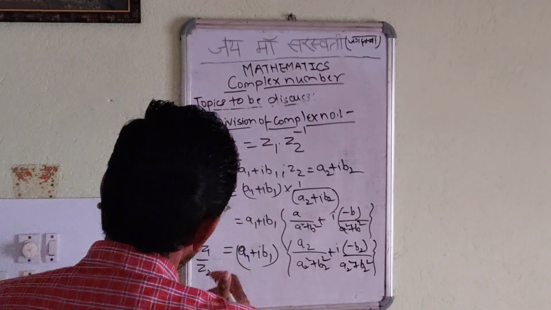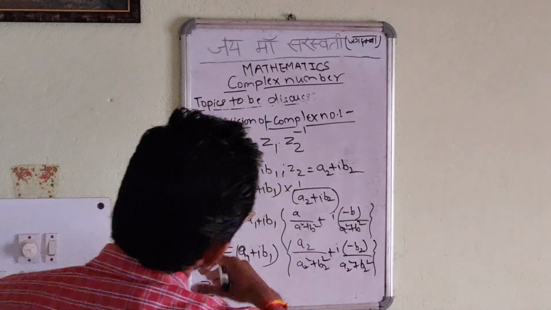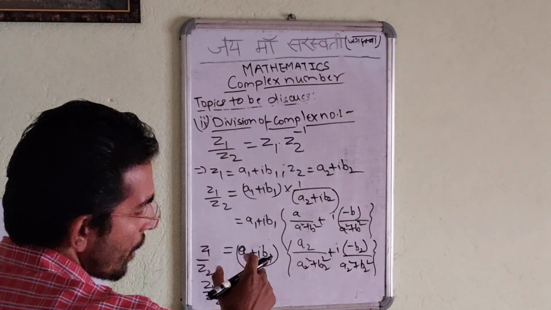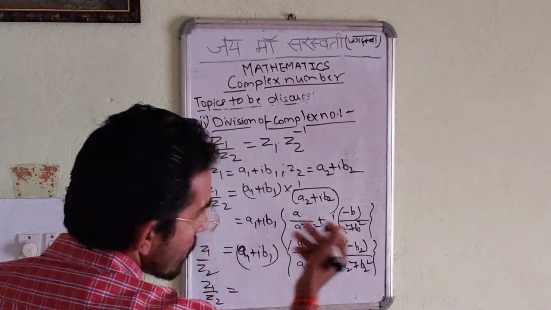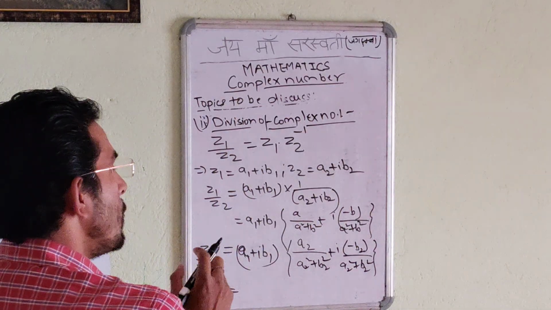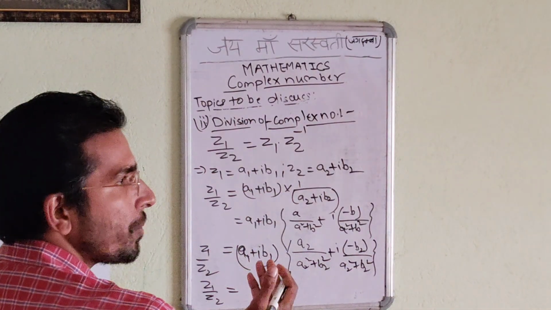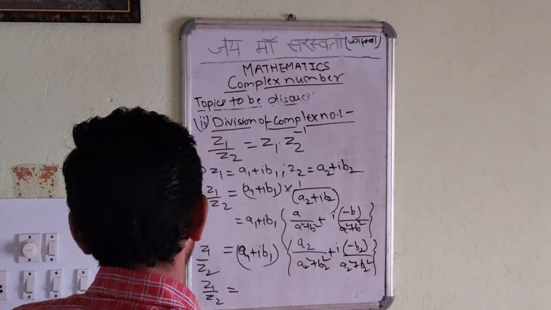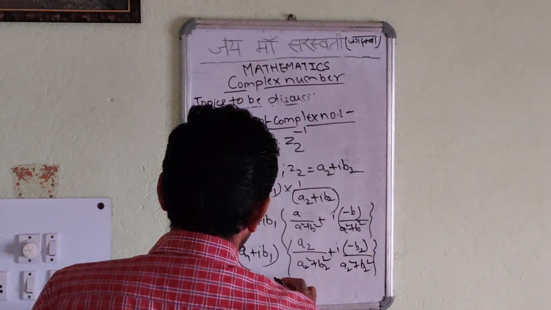Finally, for z1 by z2, we have to multiply a1 plus ib1 separately into a2 by a2 square plus b2 square. Then we have to multiply this one by this. Then we have to take i separately and break that particular number into two parts. One part will be the real part and the second part will be the imaginary part, which we had seen earlier also.